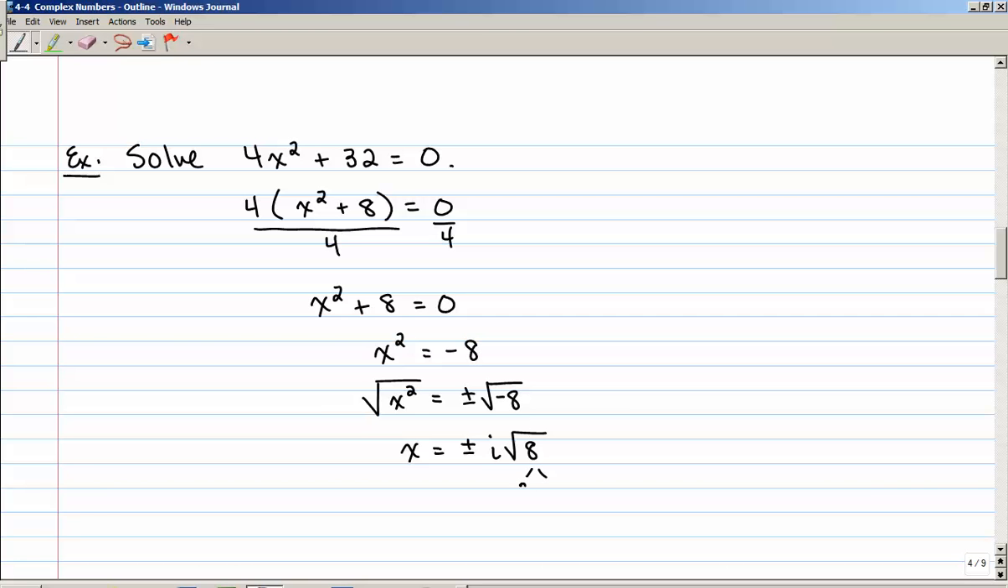8 can be broken down into 2 and 4, and 2 and 2. Or I can write this as plus or minus the 2 that goes out front, and the i, and a square root of 2. And remember, that is two solutions: positive 2i square root of 2 and negative 2i square root of 2.